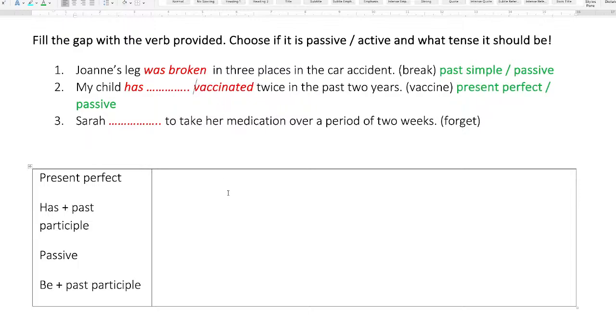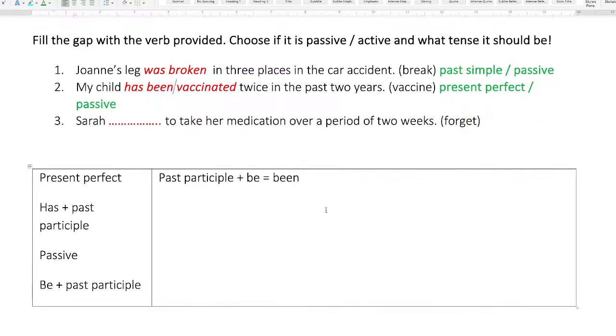Now, because it's the passive, what we need to do is we need to take has plus past participle, be plus the past participle. We've already put has at the beginning and we've put the past participle at the end. So what we're left with is this past participle plus be. So that means we're combining those two together. What is the past participle of be? The past participle of be is been. All right, that's going to go there. Has been vaccinated.